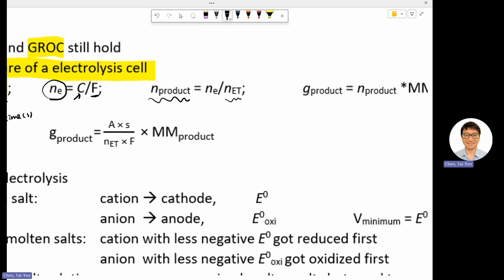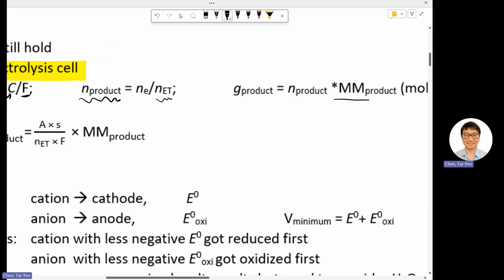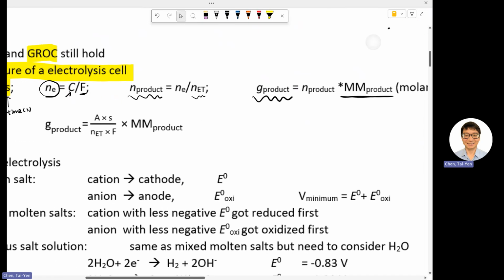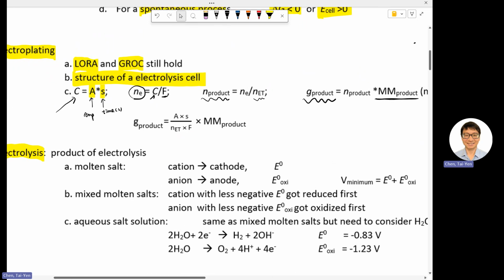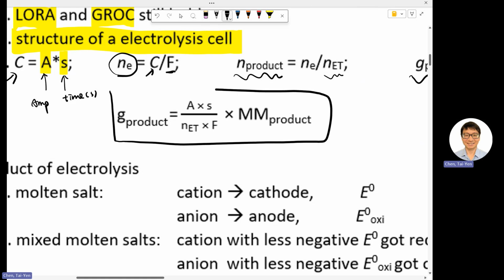Okay, so that's actually step number 3. Once you know the mole of product you're going to generate, by simply multiplying by its molecular mass, you can get how many grams of product are going to form on your electrode. Okay, so 4 steps are listed here. But here is the equation you probably want to memorize. I summarize all these 4 steps into one single equation.